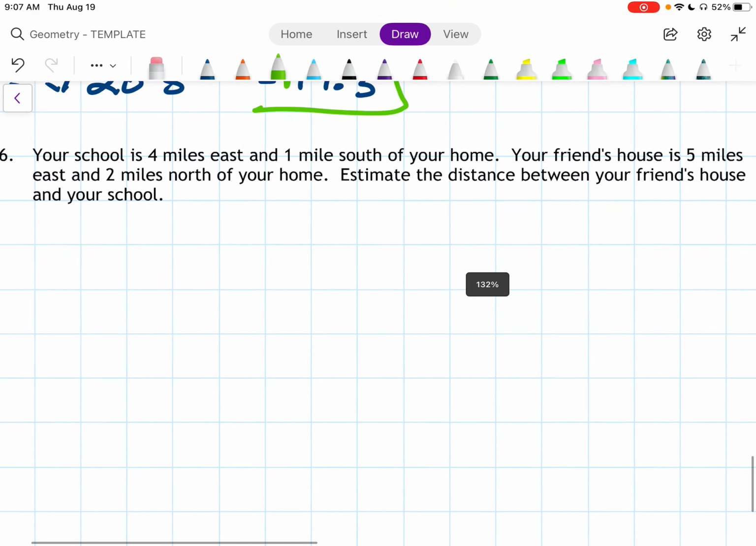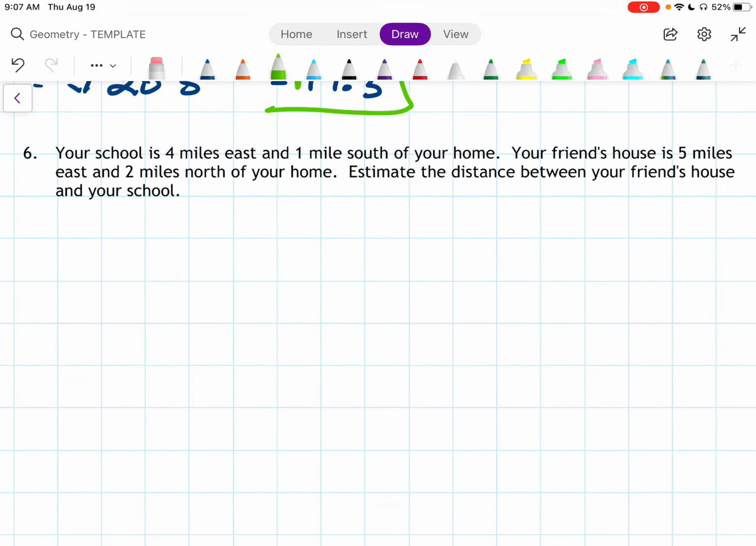Number 6, your school is 4 miles east and 1 mile south of your home. Your friend's house is 5 miles east and 2 miles north of your home. Estimate the distance between your friend's house and your school. All right, so let's start off by drawing a picture. We'll have a dot. This is home.